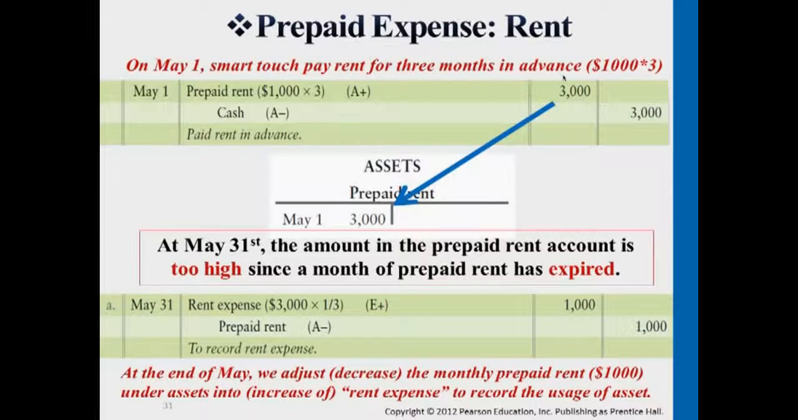Okay, so the previous entry, May 1st, would already be captured somewhere here in the middle of the month. Okay, at the end, what we want to do is this entry, this adjusting entry here. Just turn a portion of that has already expired, that's no longer in force, turn that into expense. So here we're reducing asset, increasing expense.